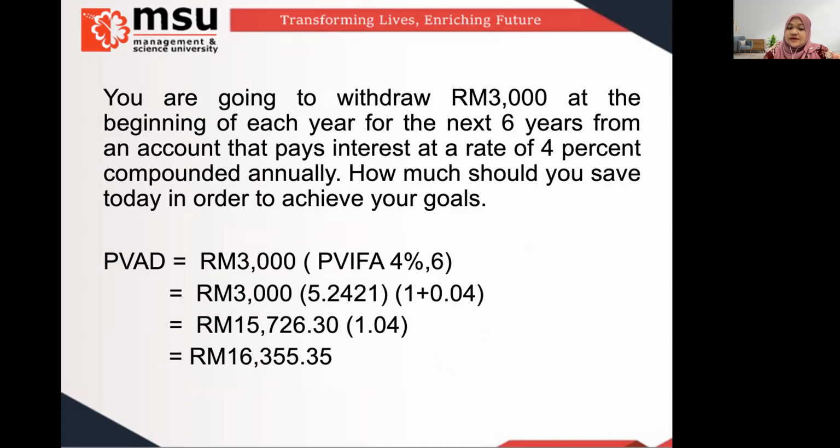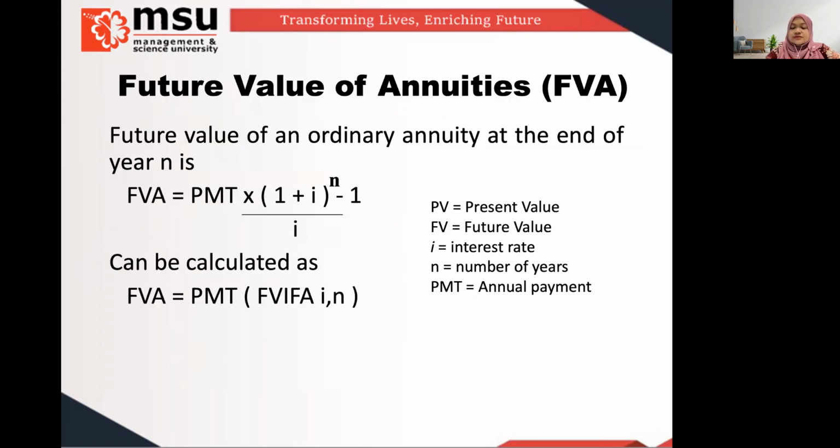So it is present value of annuity due. So the only additional element is 1 plus i at the end of the formula. Okay, this is i. So now let us move to future value.